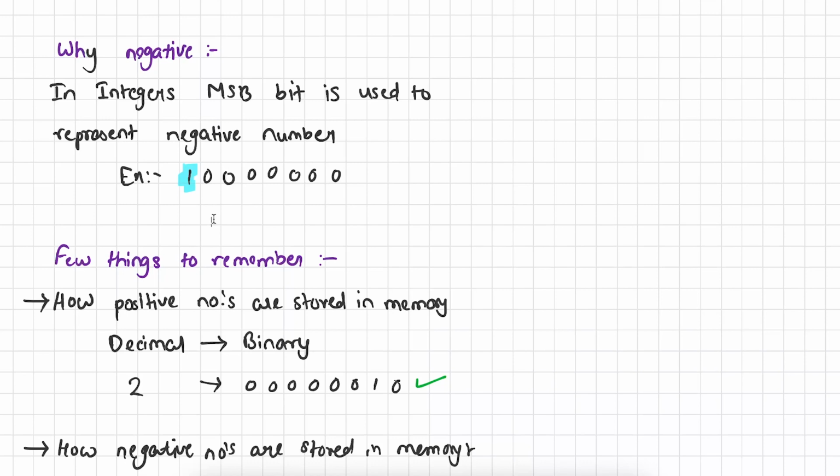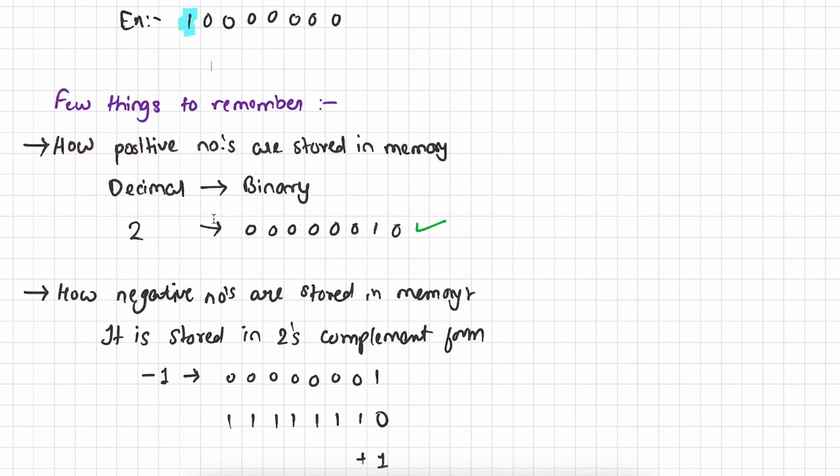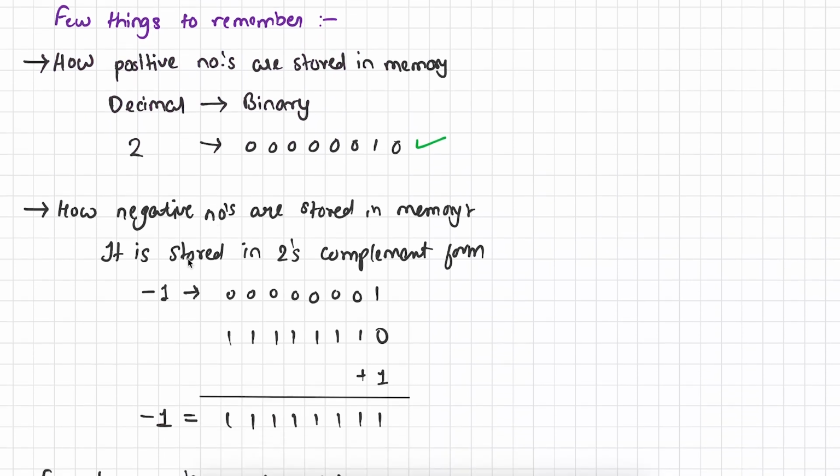Okay, so far so clear. Now there are a few things you should remember, and that is how positive numbers are stored in memory. It is simple, we just convert the decimal number to a binary number and we store it as it is. This is the simple story.